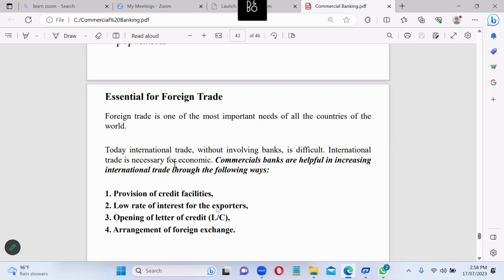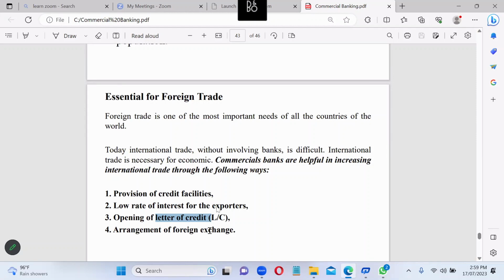International trade is necessary for the economy. So commercial banks are helpful in increasing international trade in the following ways. First is provision of credit and fund facilities, a low rate of interest for exporters, and opening letters of credit. I told you earlier, a letter of credit is a very major document in foreign trade. Then arrangement of foreign exchange, because we have to change our currency. These four processes are very important in foreign trade.